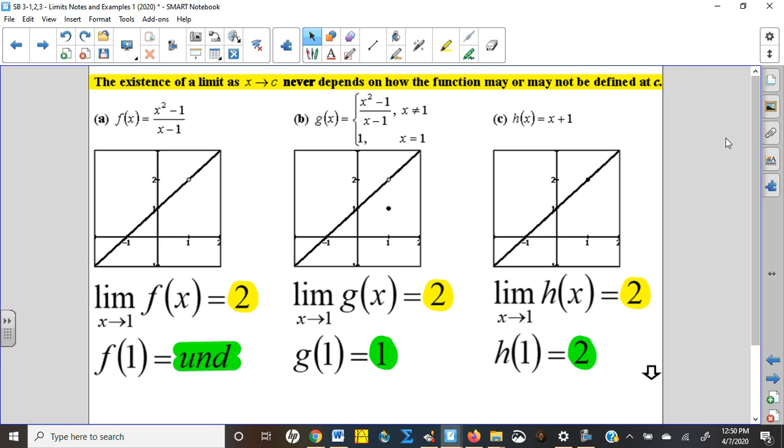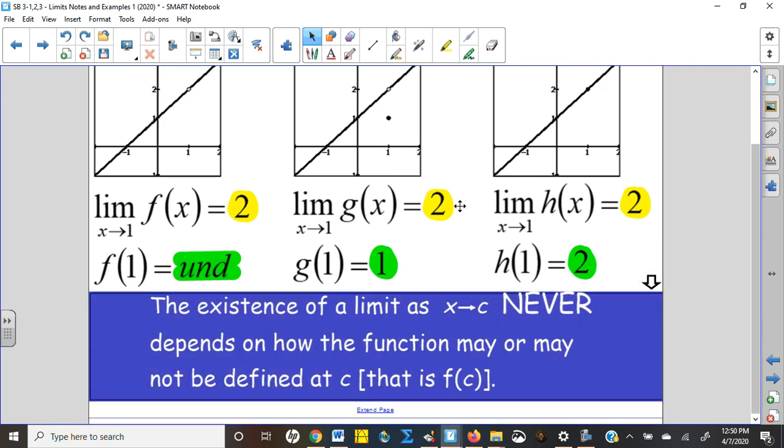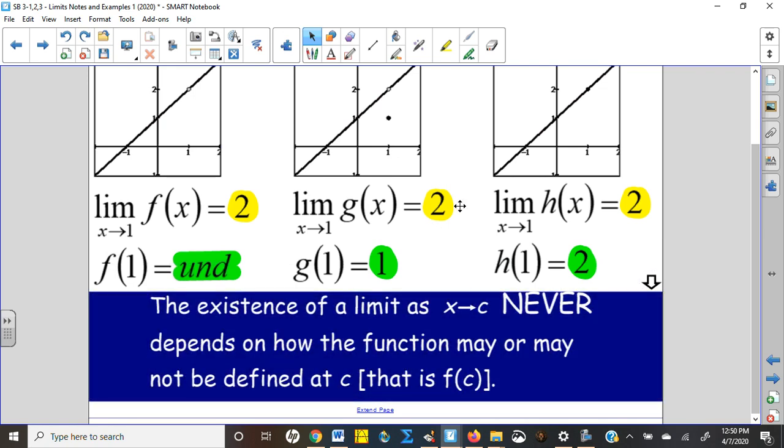And I guess this is a really important concept that I want you to understand, okay? It is that the existence of a limit as x approaches some value c never depends on how the function may or may not be defined at c. Okay? That's not what's important. We're going to find out in a couple minutes what's important for a limit to exist. But it is not what's happening at that point.